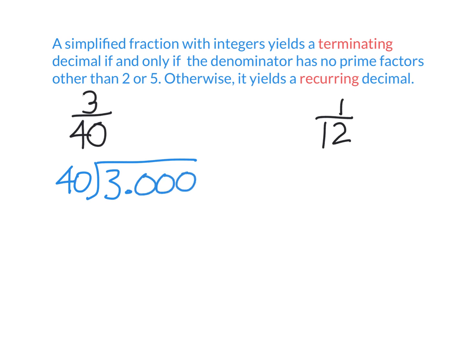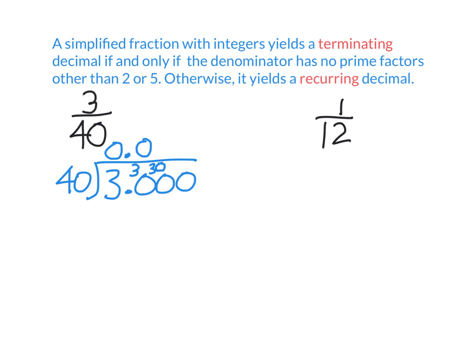So you probably know 40 goes into 3 0 times, and there's a remainder of 3. So we put the remainder here, and we always make sure decimal point is above decimal point. So now we say 40 into 30. Well, 40 still doesn't go into 30 any times. So we put a 0 here, and we have a remainder of 30.